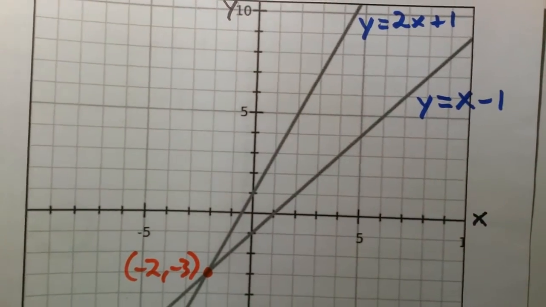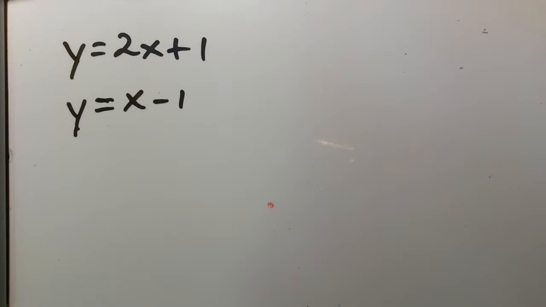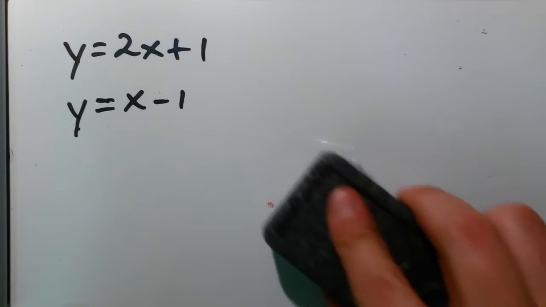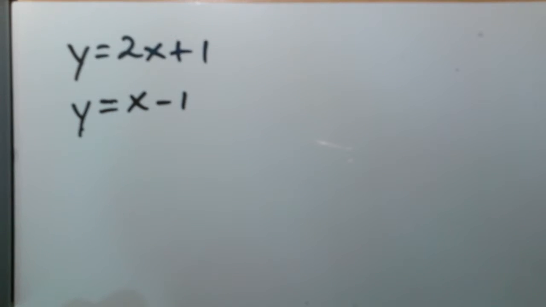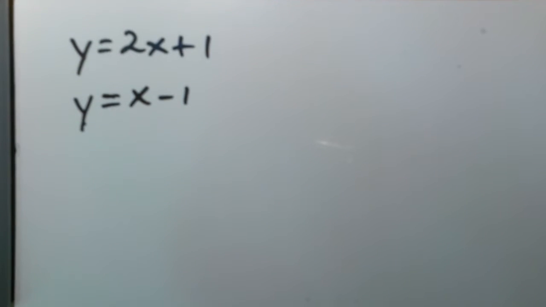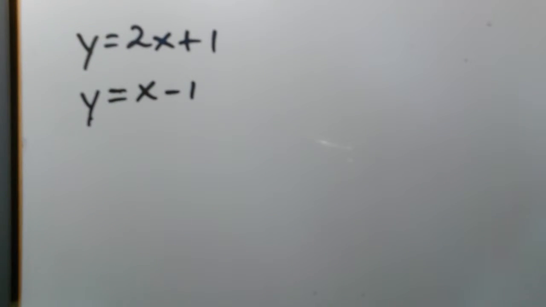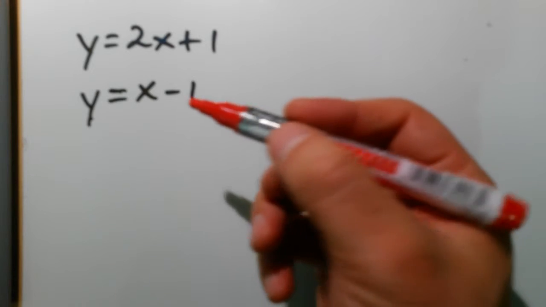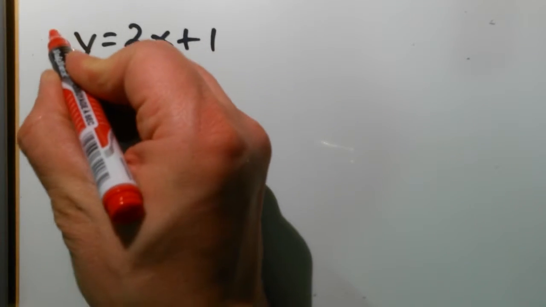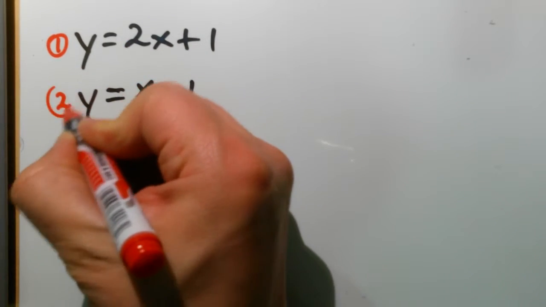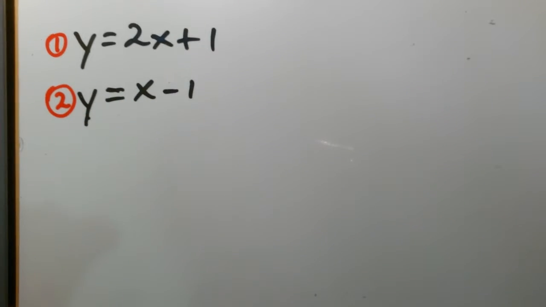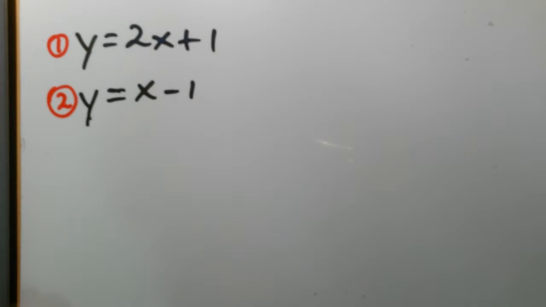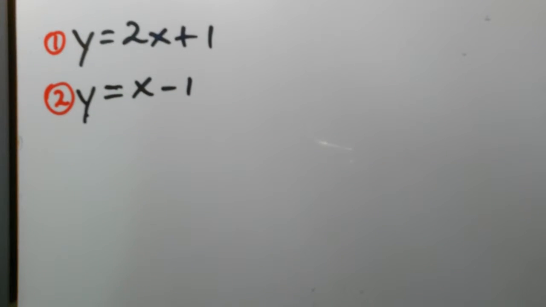Now the other method, and more commonly, they may ask us to find the point of intersection of these two lines without graphing them. So how do we do this algebraically? Let's look at this example. When you're given the two lines, the first thing I suggest is to label each of these equations as equation 1 and equation 2. It doesn't matter which one you label 1 or 2. Let's just label them in order to keep order.